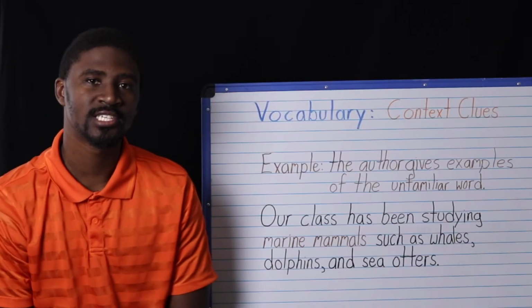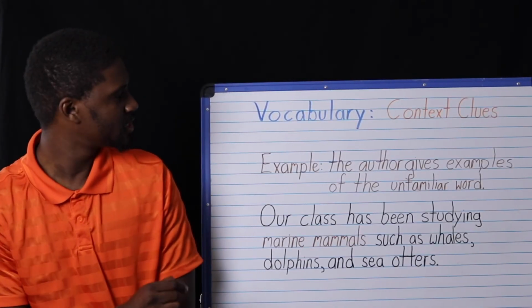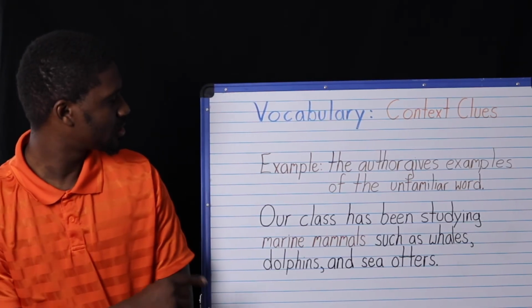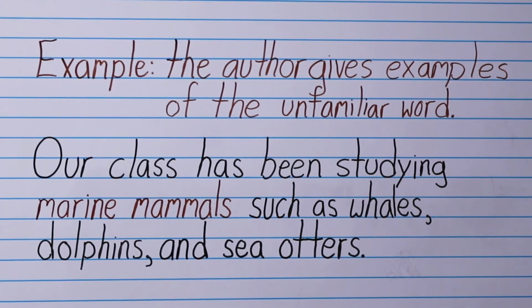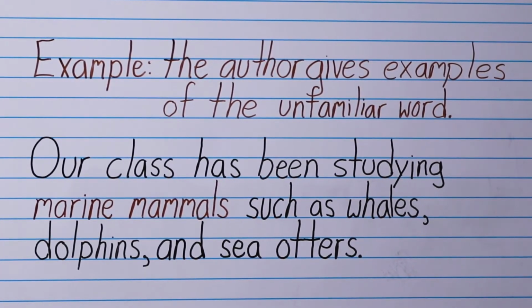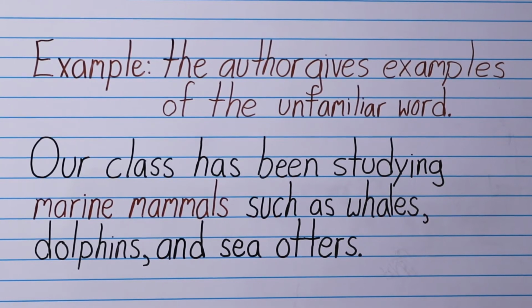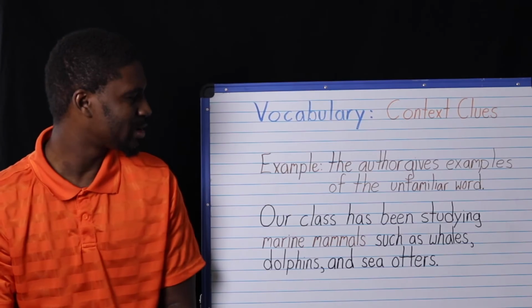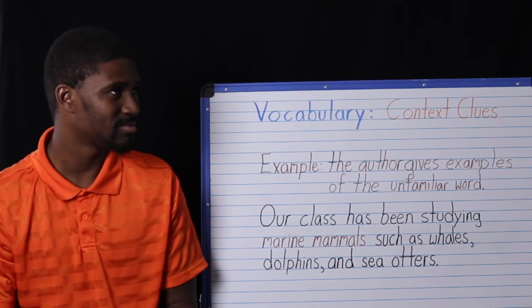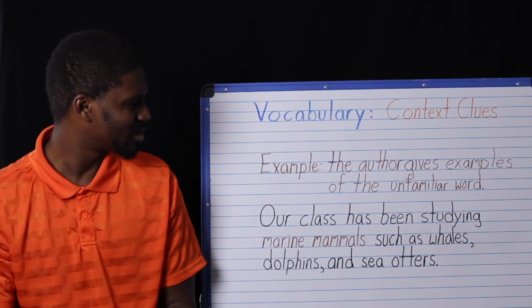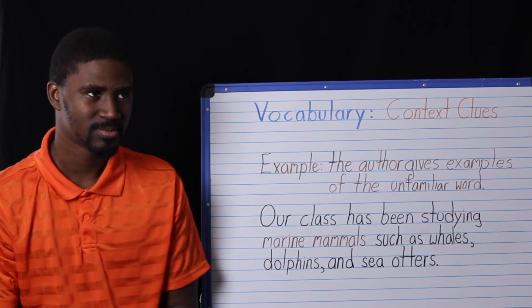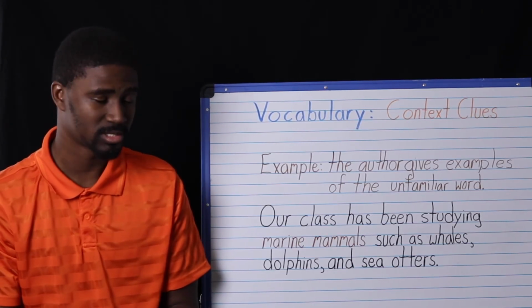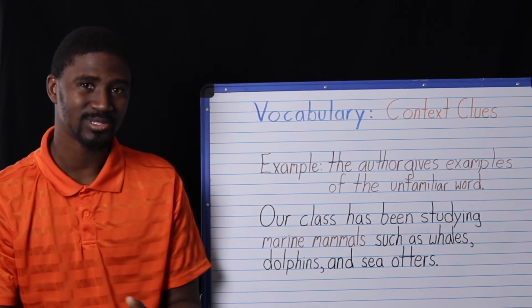The next thing we're looking at for context clues is examples. For this, the author is going to give examples of what our unfamiliar word is. Our class has been studying marine mammals, such as whales, dolphins, and sea otters. In this sentence, I know that marine mammals must be whales, dolphins, and sea otters. Well, the things I know about whales, dolphins, and sea otters is that they live in water, but they also need air. So I think the marine mammals must be any animal that lives in water, whether it's an ocean, a river, or a lake, but it also needs air.